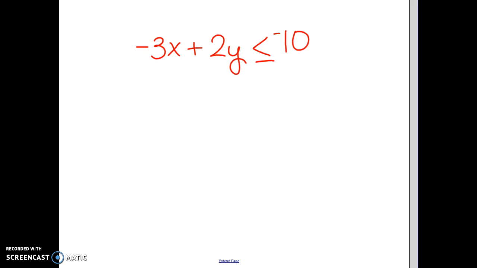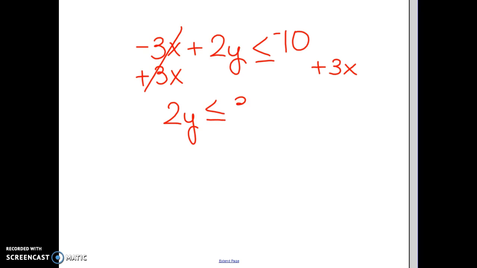Let's try another one. This time I have negative 3x plus 2y is less than or equal to negative 10. So because the 3x has a negative sign in front of it, I use the opposite and I add 3x to both sides. So the 3x's cancel. I keep my 2y, I keep my less than or equal to sign, and now I have 3x minus 10.